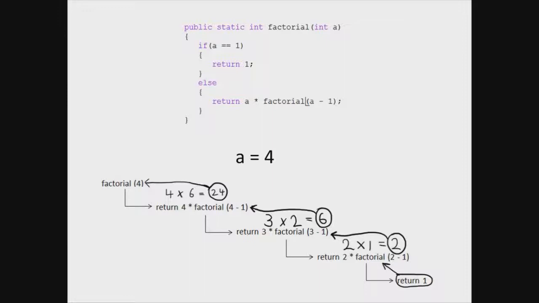After this, the fourth instance will return 2 times 1, which is 2. This will make the third instance 3 times 2, which is 6. And finally, this will make the second instance here 4 times 6, which is equal to 24, giving us the answer for 4 factorial.